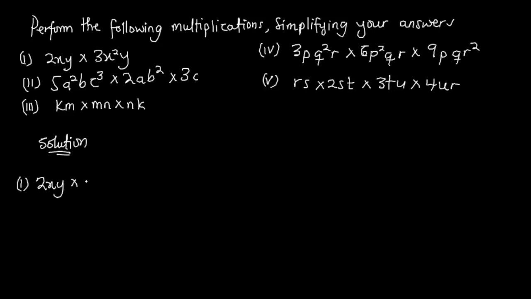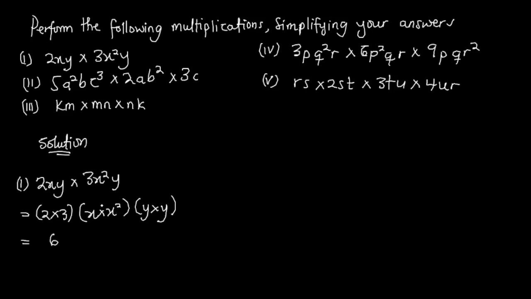2xy multiplied by 3x squared y. For the sake of this tutorial, I'll be breaking them down one by one. So I will multiply the number by number, and each variable by each variable. So I'll have 2 multiplied by 3, then x multiplied by x squared, then y multiplied by another y. So this is equal to 2 multiplied by 3, that will give me 6.